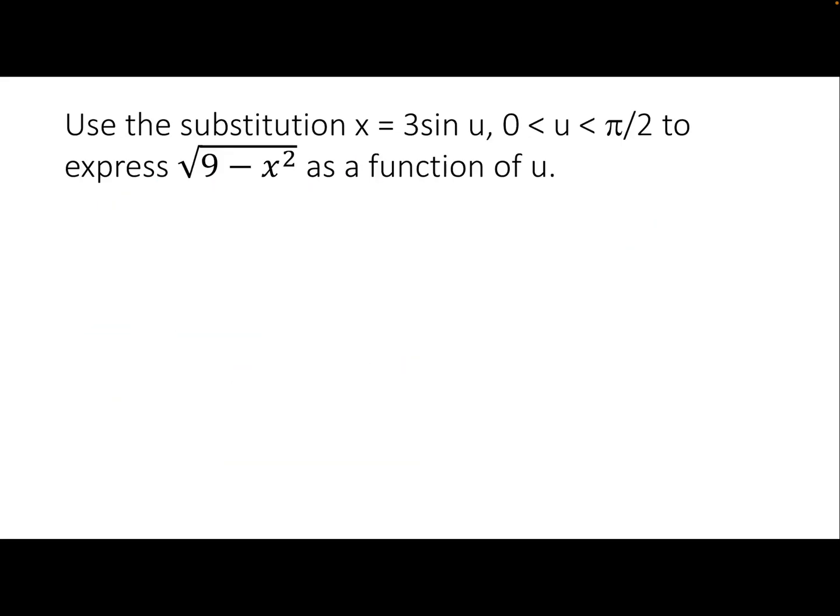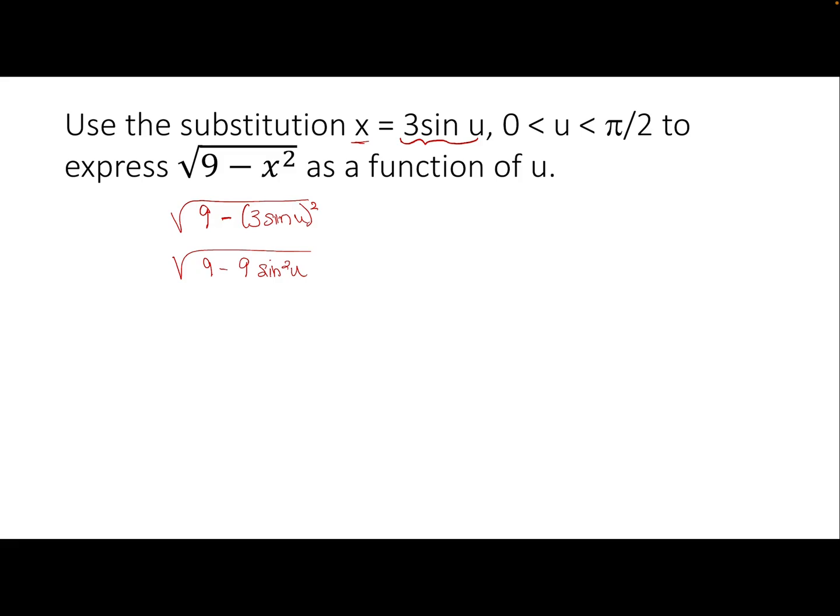Finally, we are asked to use the substitution x equals 3 sine of u for u between 0 and pi over 2 to express the square root of 9 minus x squared as a function of u. So that simply means that everywhere we see an x in this function, we're going to substitute in 3 times the sine of u. So we will have a square root of 9 minus 3 sine of u squared, or 9 minus 9 sine squared of u.